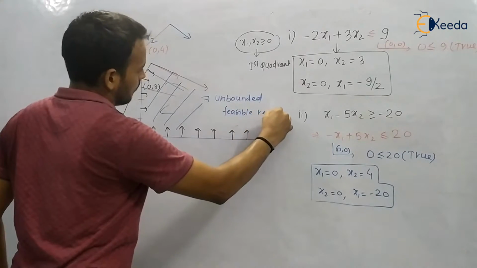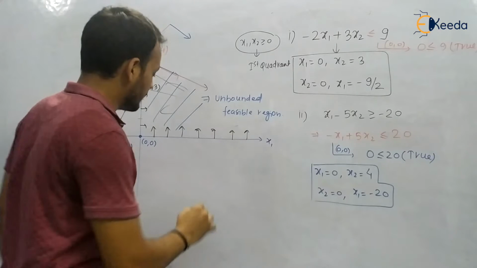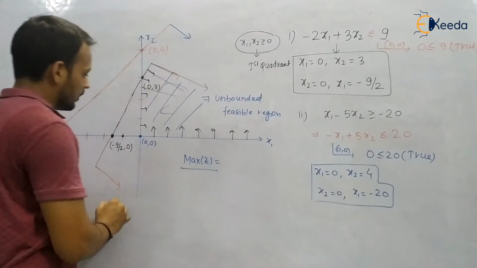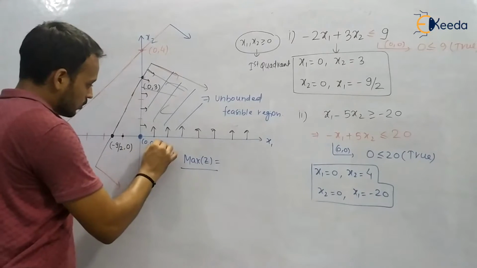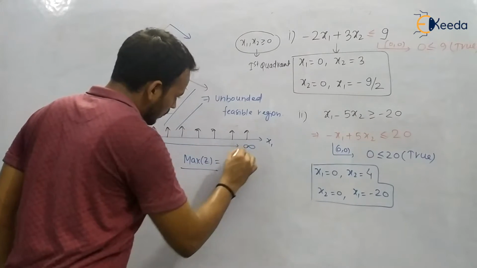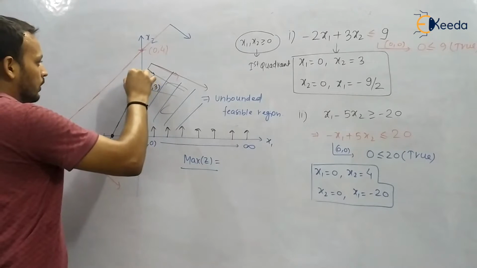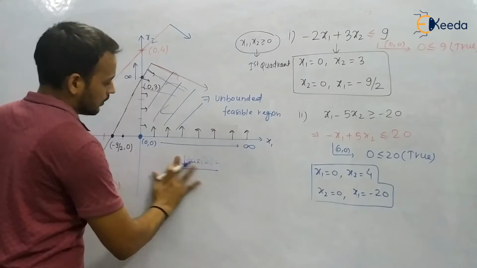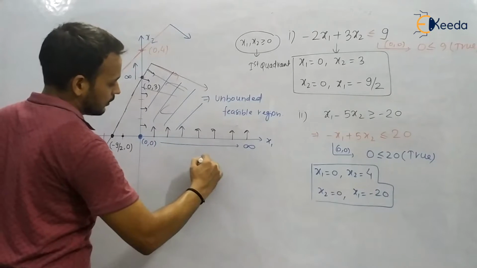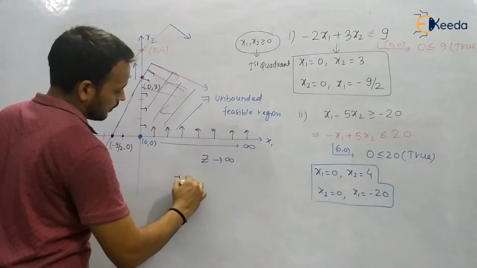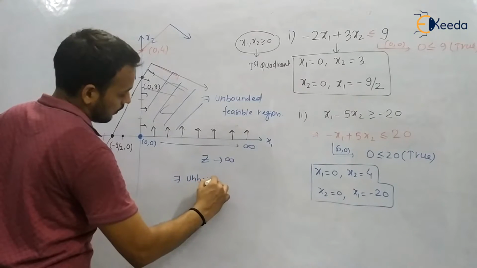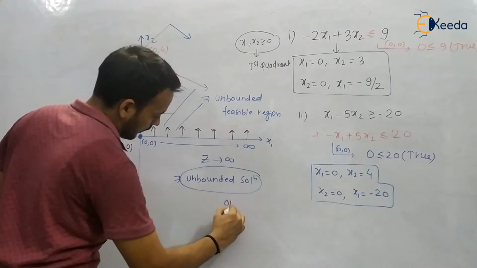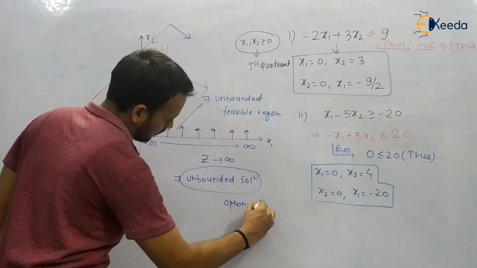And since the question was of maximization type, what you will see is this is the first corner point, so you will try to maximize it, so you will move to infinity, and here also you will try to move to infinity. So the solution will be that z is going to be infinity, so the solution is an unbounded solution. So the answer is option A.